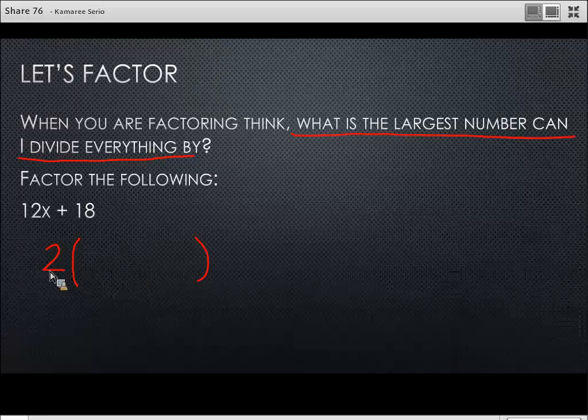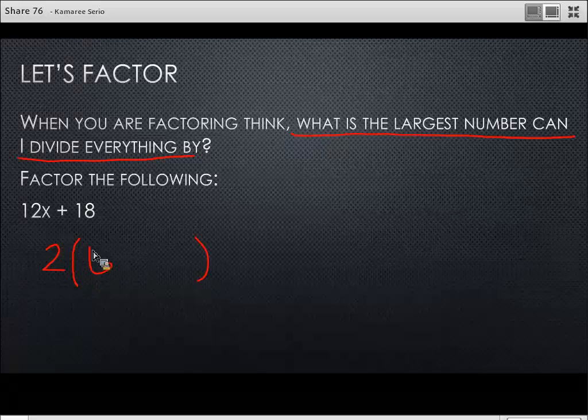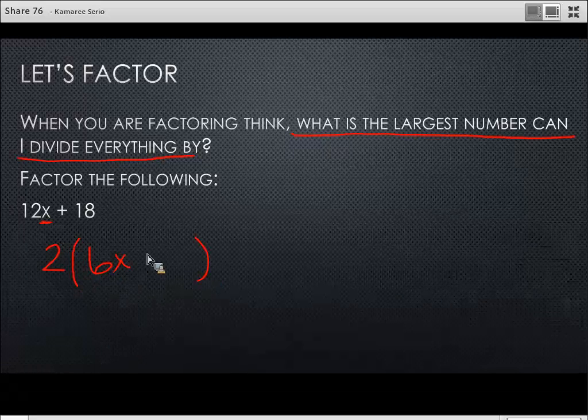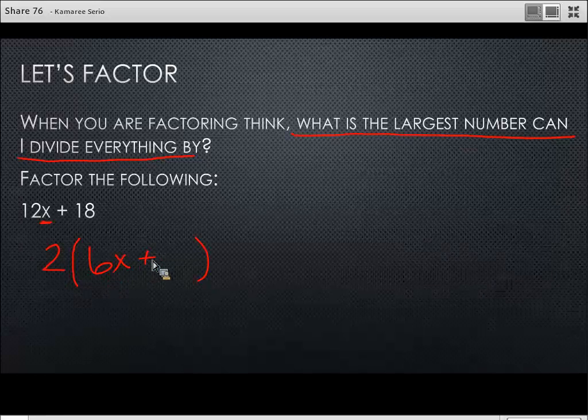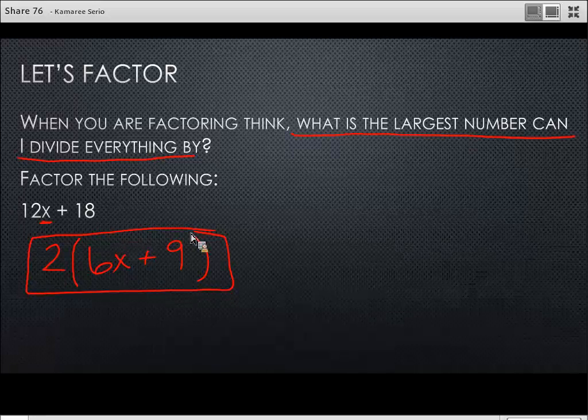So if I have 2, 2 times what number gives me 12? Well, I know 2 times 6 is 12, but there's an x, so I have to bring the x. There's a plus sign in between, so I'm going to bring my plus sign in between. Now I have 2 times what gives me 18, and 2 times 9 gives me 18. That's all you're doing.